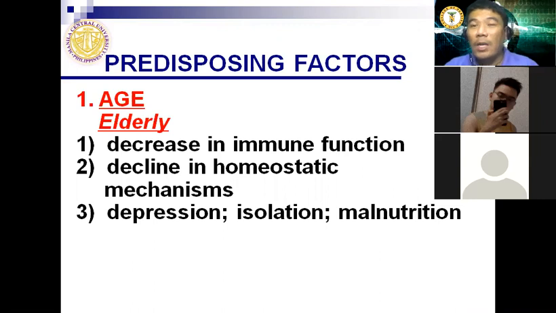and that could be justifiable when the IATF considered the elders the highest priority when it comes to vaccination, because of this scientific explanation of decrease in the immune function. Another, number two, the decline in the homeostatic mechanism.